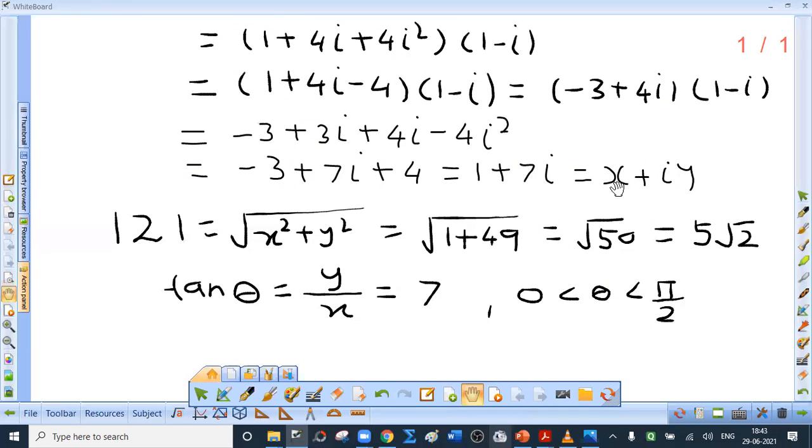It can be seen that the point representing this complex number is what? 1 comma 7 lies in the first quadrant. See, you should know this because that gives you an idea that the argument is greater than 0 but less than pi by 2. Now what is the modulus of z? Root x square plus y square comes out to be 5 root 2. What is tan theta? y upon x, which is nothing but 7. But do write that 0 less than theta less than pi by 2.